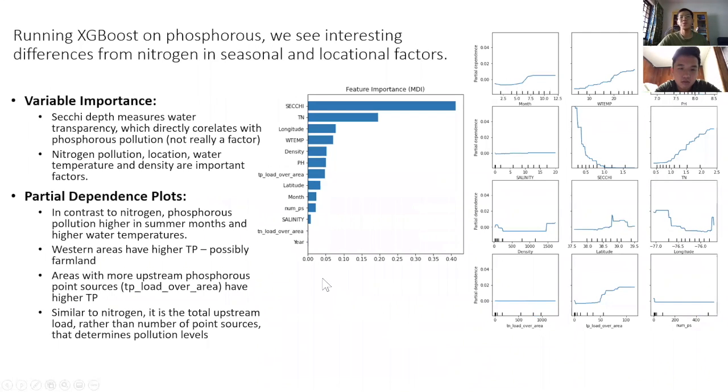On the other hand, when we look at phosphorus, we see interesting differences from nitrogen in the seasonal and locational factors. For variable importance, we see that nitrogen pollution, location, and water temperature and density are the most important factors. Looking at the partial dependence plots, we see that higher phosphorus occurs during the summer months with higher water temperatures, and also more concentrated in the west, which has more farmland.